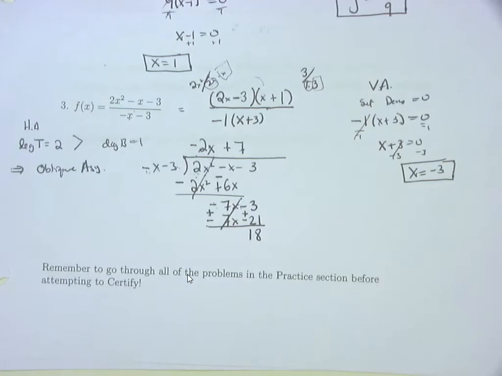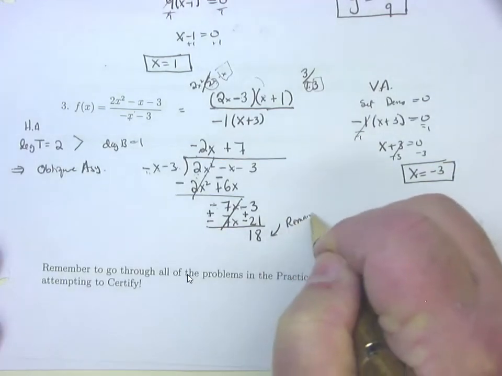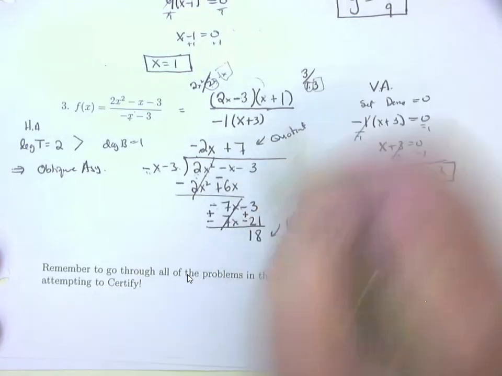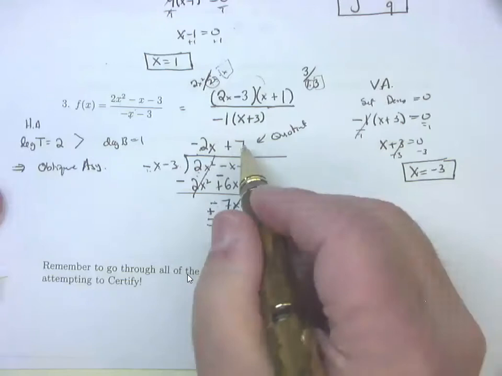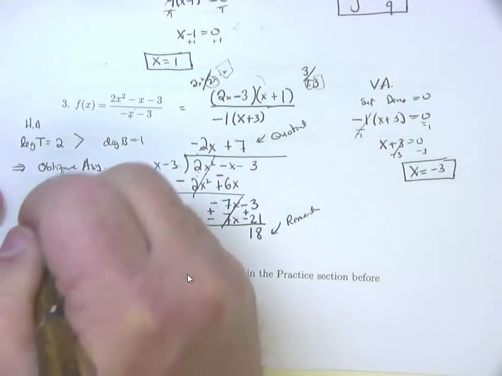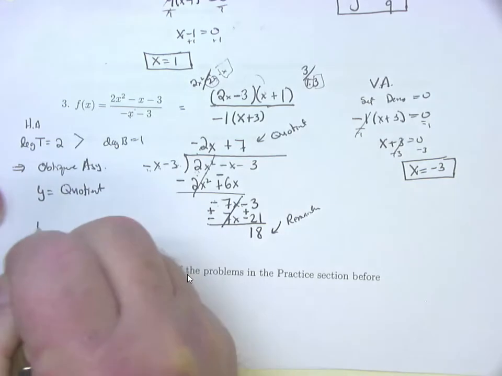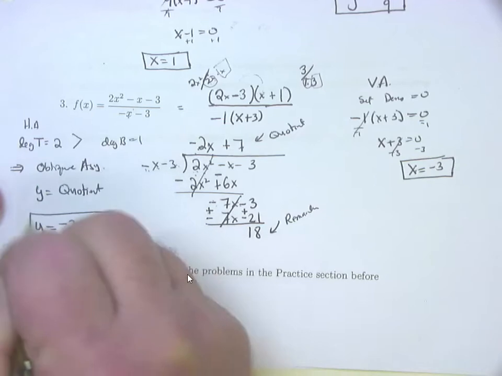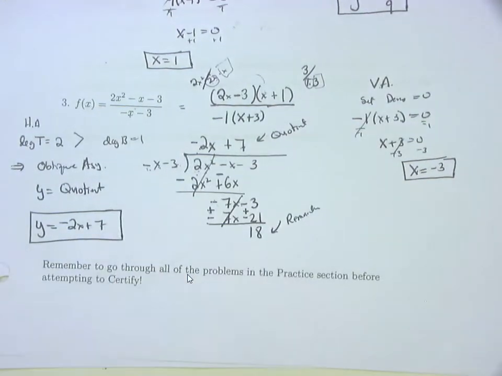And in terms of long division, this is called the remainder. This is called the quotient. And when you're talking about the oblique asymptote that we're after, the quotient is the answer. The oblique asymptote is y equals the quotient answer. So my answer is going to be y equals negative 2x plus 7. That is my answer. The remainder is a fraction of the answer.